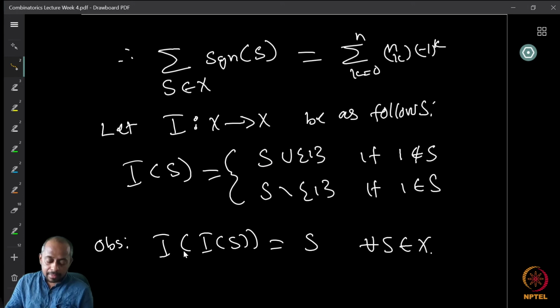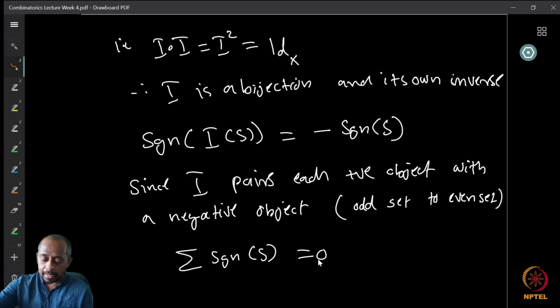So we can observe that I is its own inverse. I of I of S is equal to S, because if I of S is of the first form, then I add the element back in the next step, and if it is of the other form, I remove it. So in whichever case, I of I of S is equal to S. Therefore, I squared is the identity of X. So I is a bijection, and of course its own inverse.